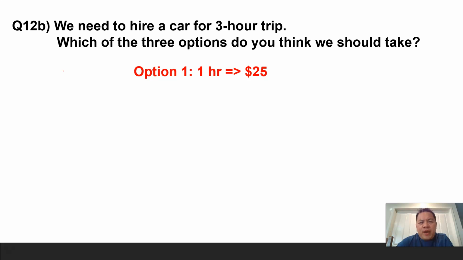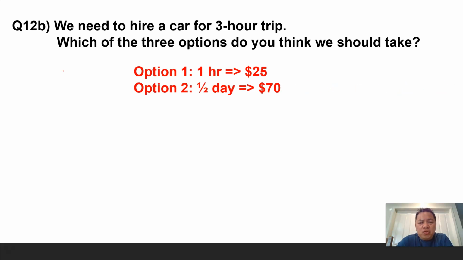So you want to see which is the best option, and this is a real life question, whereby in future you may need to make a decision on which company gives you the best deal when you want to rent a car. So option one, they said, if you want to rent a car for 3 hours, they'll charge you 1 hour for $25. So are we able to find out the charges for 3 hours? I'm sure you're able to do that, isn't it?